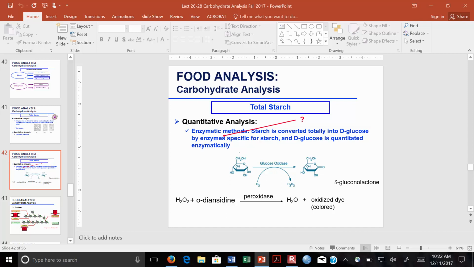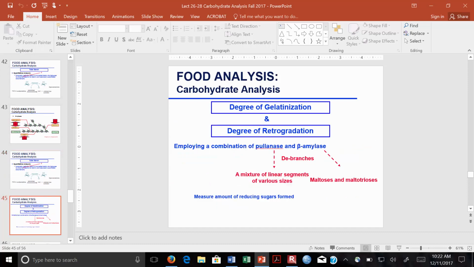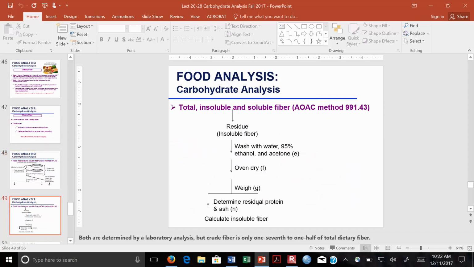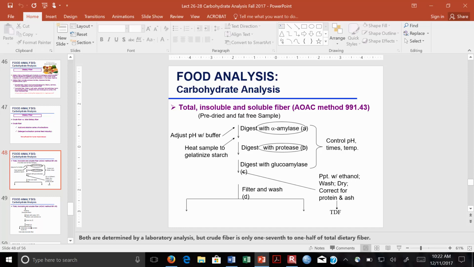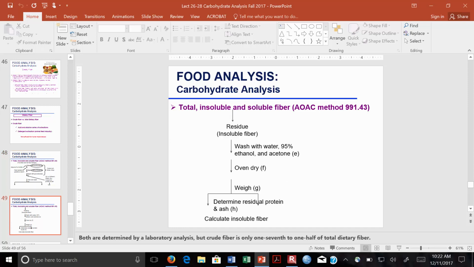How would you measure the total dietary fiber, soluble fiber, insoluble fiber? Again, you would just have a brief layout of this. The digestion with alpha amylase and protease and glucoamylase, and then you filter. You all know that because many of you answered the bonus question like that, which wasn't the correct answer.